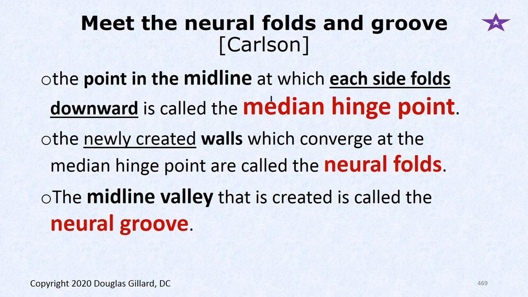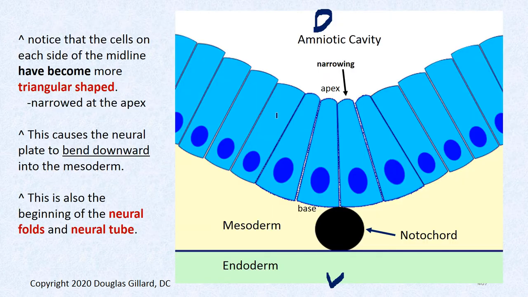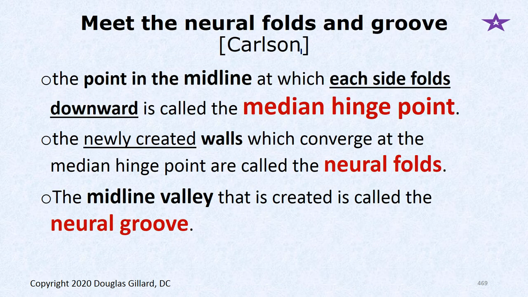So at this point, we now have a midline with walls folded up on each side of it. That first little triangle, where's that picture? This region right in here is going to get a new name because that's where the bending occurs. It's going to be called the median hinge point. The median hinge point.